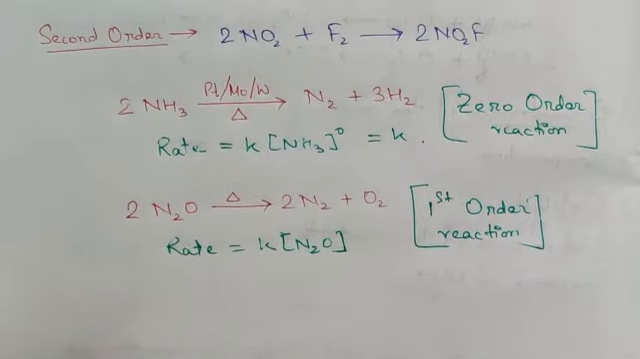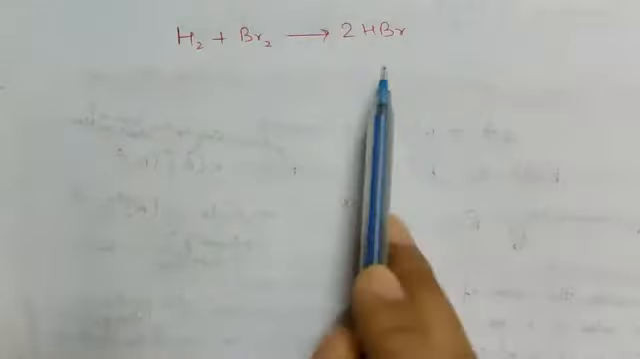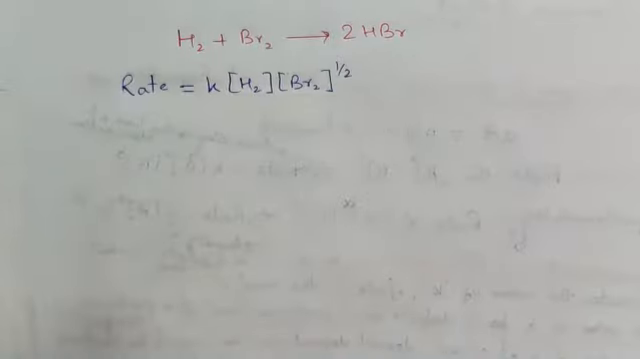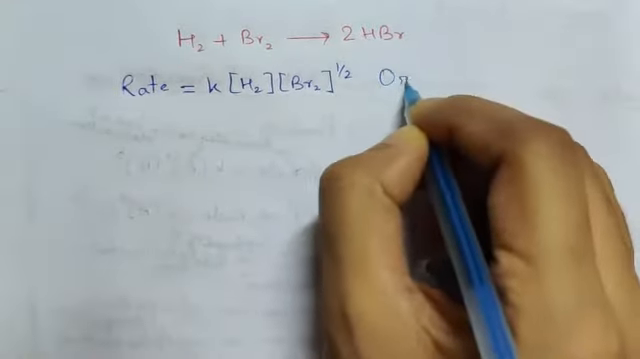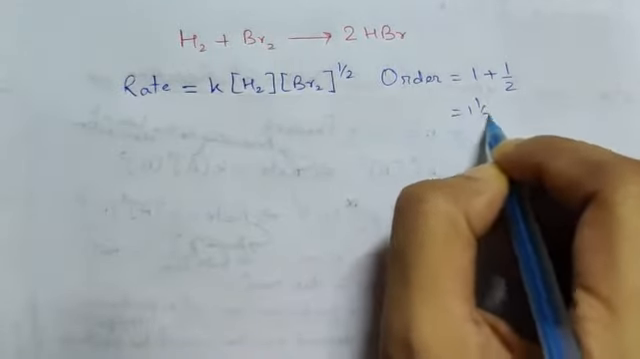Now the order of reaction can be a fraction also. Till now we have seen that the order of reaction has values of 0, 1, 2 in this way. So now we are going to see how the fractional order of reaction is found. For this equation, the order of the reaction will be given by the sum of the powers. Here the order is equal to 1 plus half, that is 1.5.